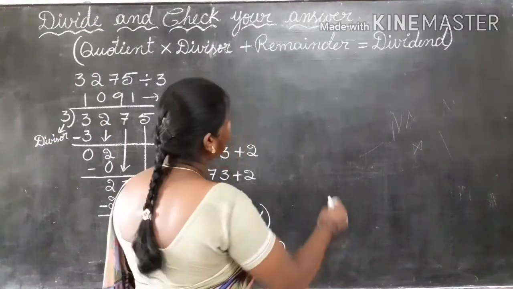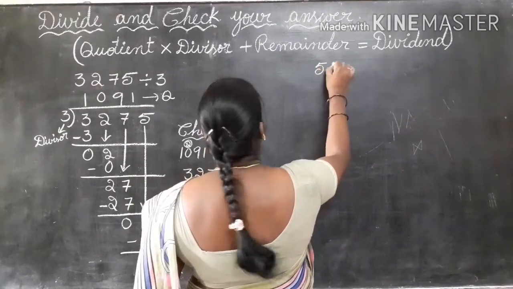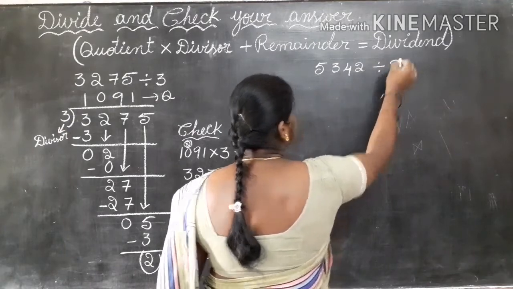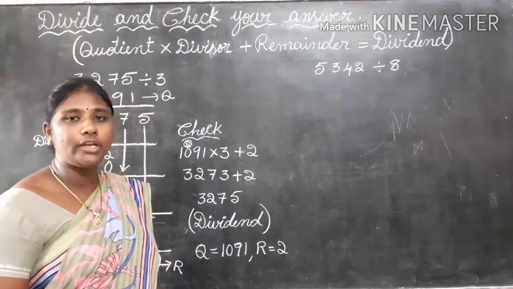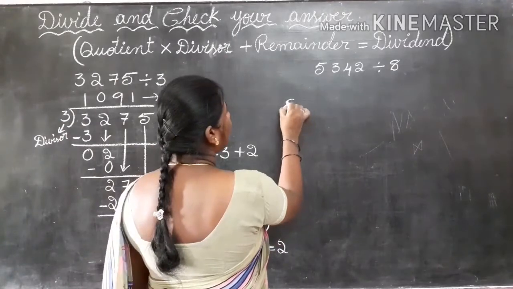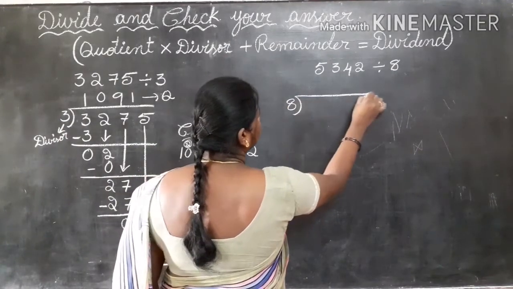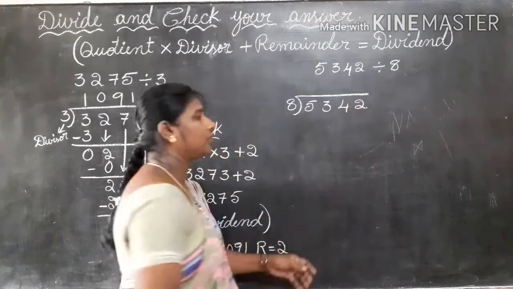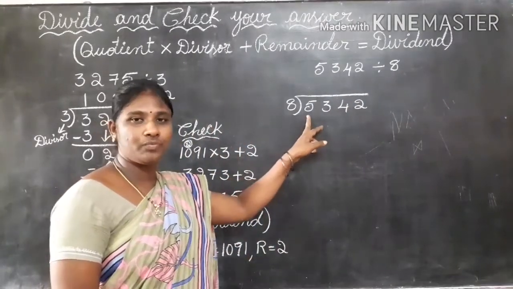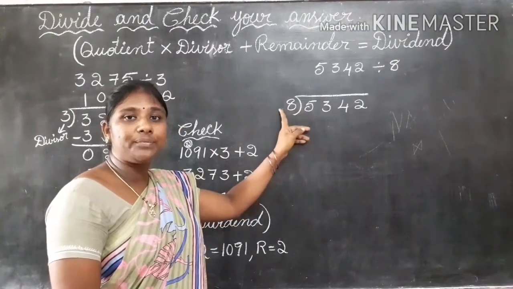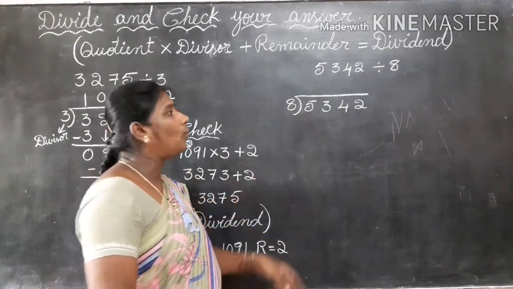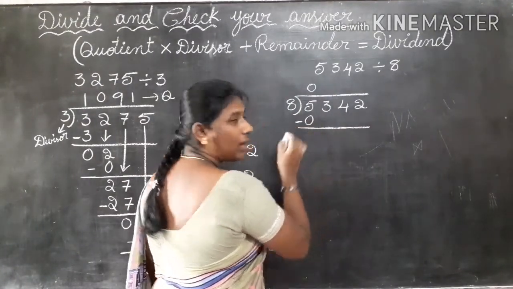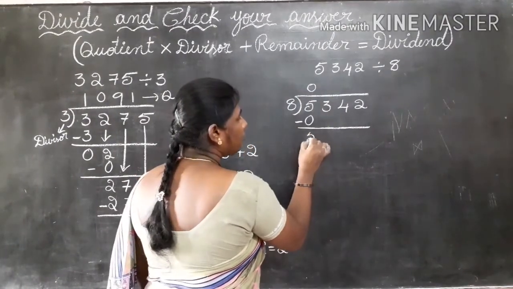Next one, 5342 divided by 8. So we have to do division with 8. 5342. So 8 table 5. 8 0 0. 8 ones are 8. So what do we have to take here? 8 0 0. 5 minus 0, 5.